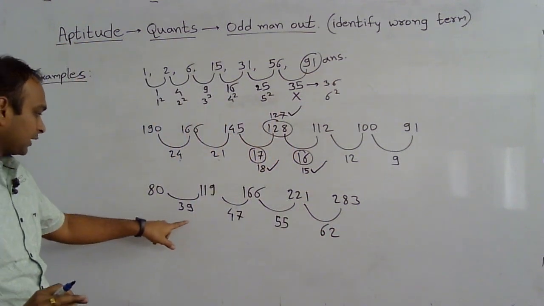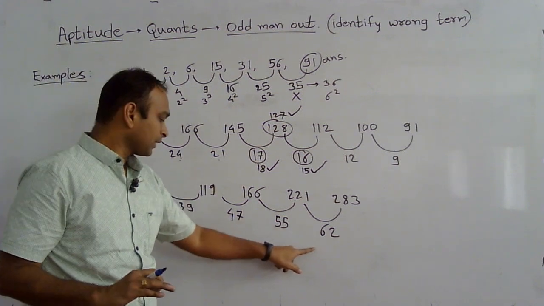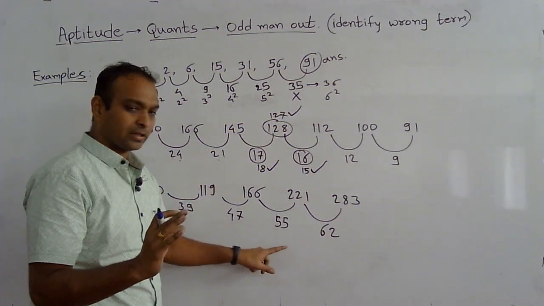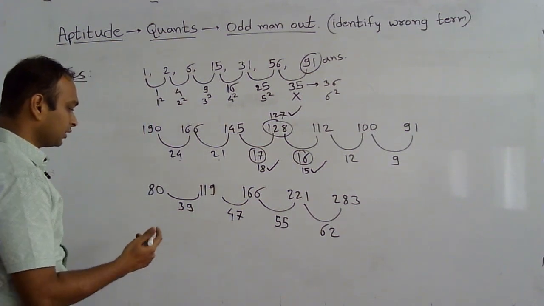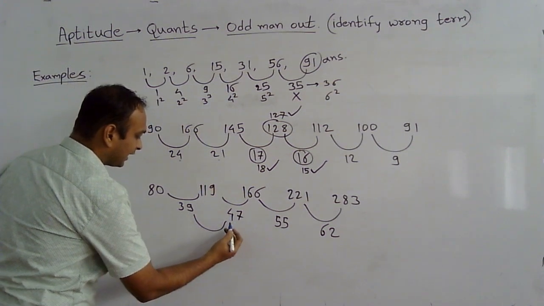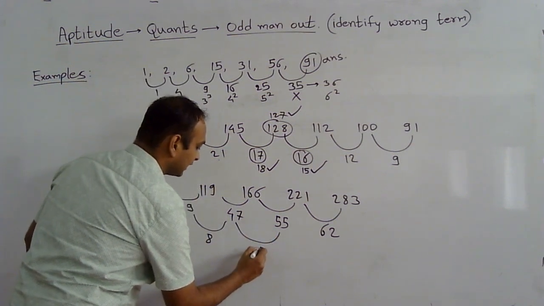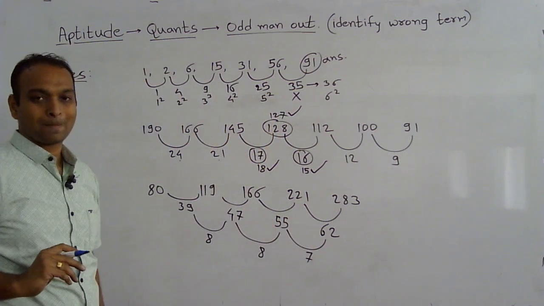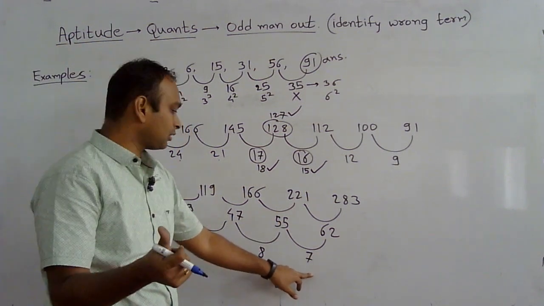Are we able to find out any logic in these differences? 39, 47, 55, 62. Again, these numbers are increasing by some common difference. That could be the observation over here. So let's again take out the difference of differences. So 39 and 47, the difference is 8. 47 and 55, the difference is again 8. 55 and 62, the difference is here 7, right?